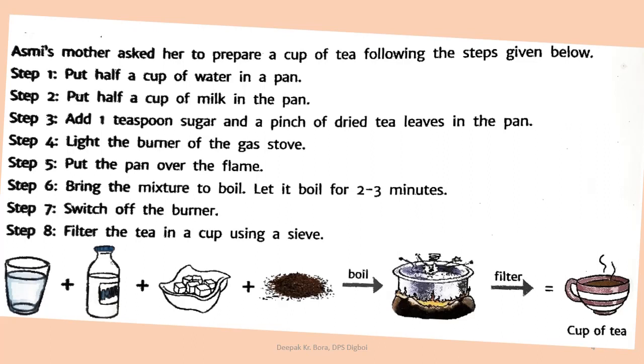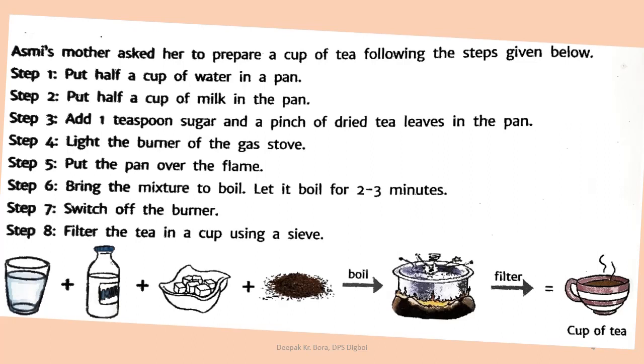First, step 1, put half a cup of water in a pan. Then, step 2, put half a cup of milk in the pan. Step 3, add 1 teaspoon sugar and a pinch of dried tea leaves in the pan. Step 4, light the burner of the gas stove. Step 5, put the pan over the flame. Step 6, bring the mixture to boil. Let it boil for 2 to 3 minutes.